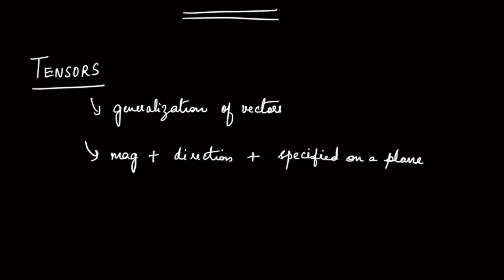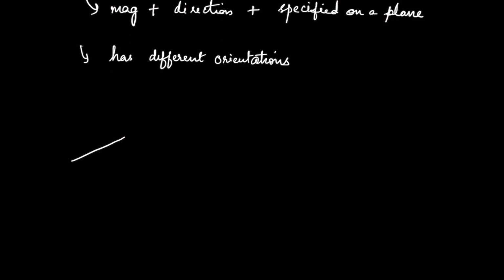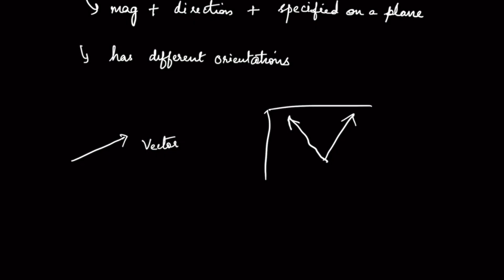Which means that a tensor can have different orientations. A vector can have only a single direction, right? But in case of tensors, it is specified on a plane. Therefore, it can have different orientations.